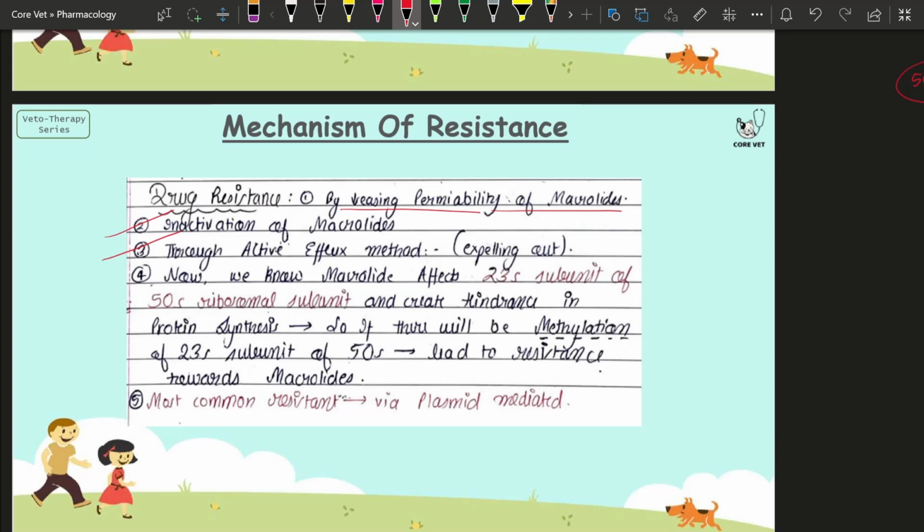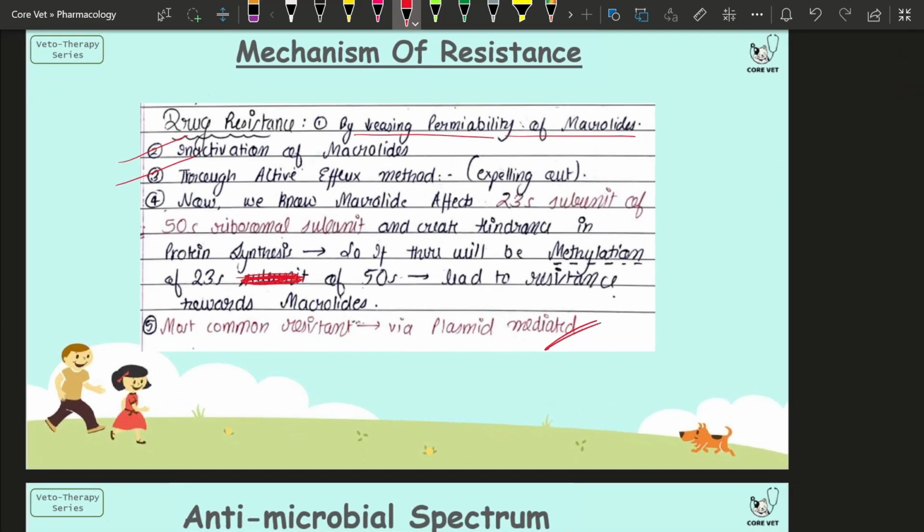Okay, so if there is methylation of the 23S ribosomal RNA of the 50S subunit, it will lead to resistance towards the macrolide, right? Now the most common resistance mode is plasmid mediated, and that was similar in chloramphenicol also, due to the production of chloramphenicol acetyltransferase, right?